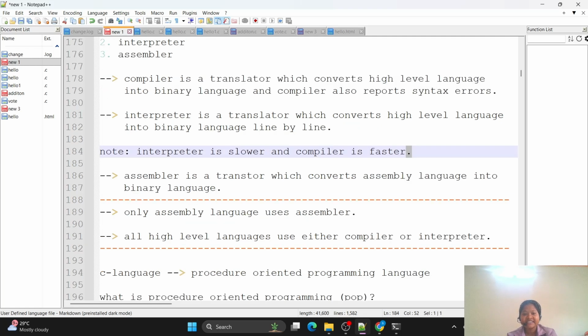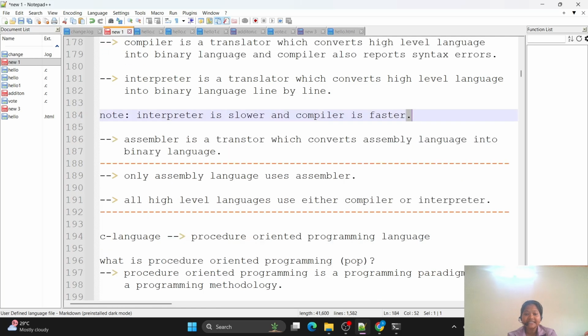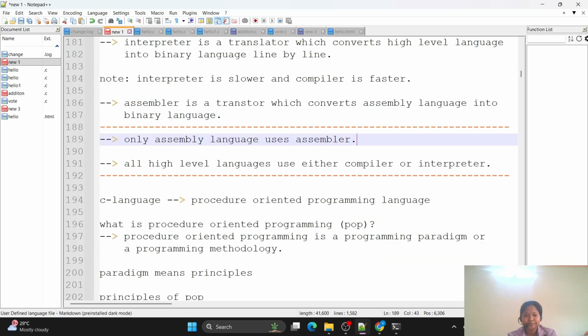Okay, an assembler is a translator which converts assembly language into binary language. So assembler is a type of translator that converts only assembly language into binary language. Only assembly language uses an assembler. All high level languages use either a compiler or an interpreter. They have the choice between compiler and interpreter.